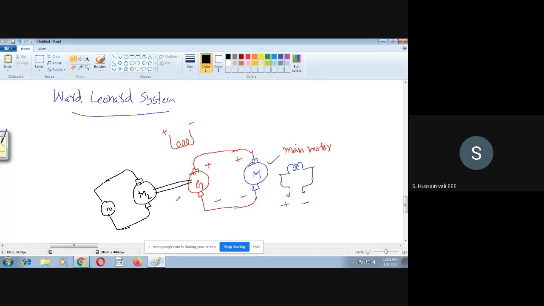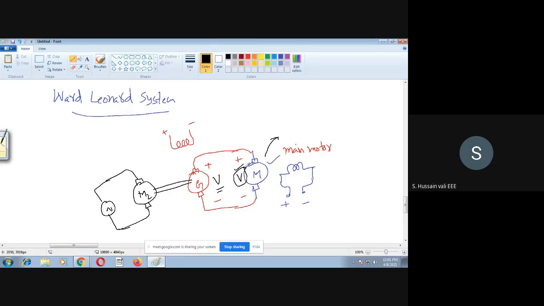The simple logic here is that the voltage of this generator will be controlled. If we control the voltage of this generator, it means we are controlling the voltage to the motor, because both are connected in parallel. The voltage from the generator goes to the motor. I want to control the speed of this main motor, so I want to change the voltage, because by changing the voltage coming to the armature of the motor, it can change the speed of the motor.